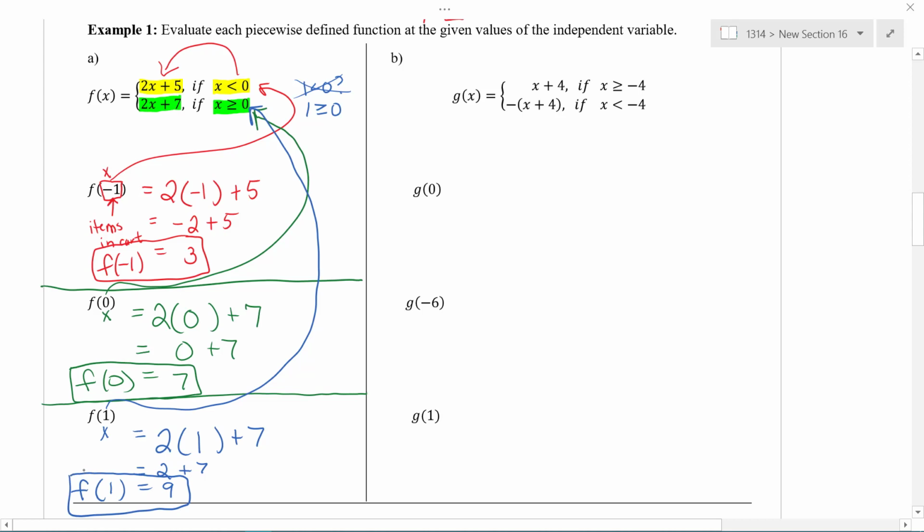Let's look at example B. This time we have function g. g of x is equal to, and so we have two pieces, two equations to represent the function g. We have x plus 4, but we can only use x plus 4 if the x value that we're plugging in is greater than or equal to negative 4. And the second equation is negative, and then parentheses, x plus 4, but we can only use that second equation if the x value that we're plugging in is less than negative 4.